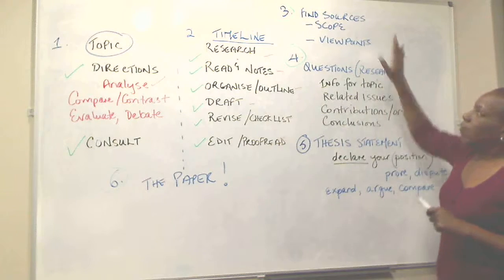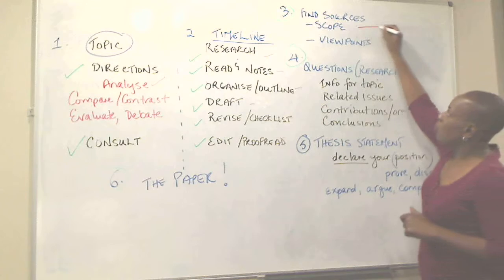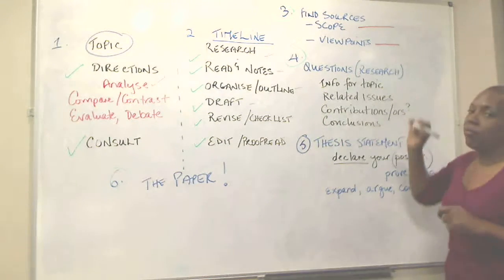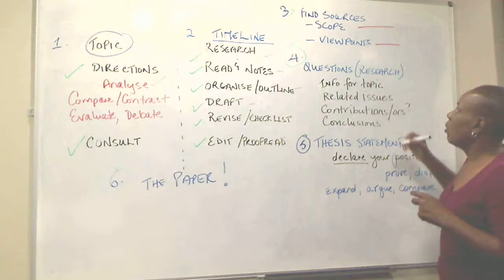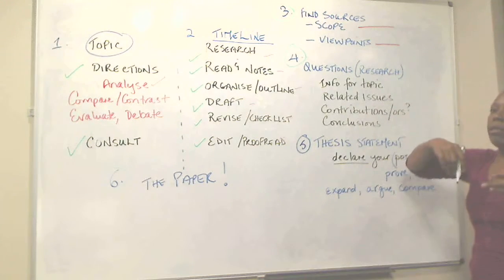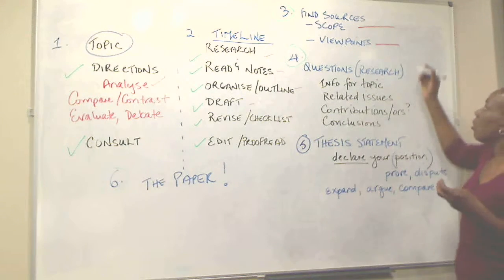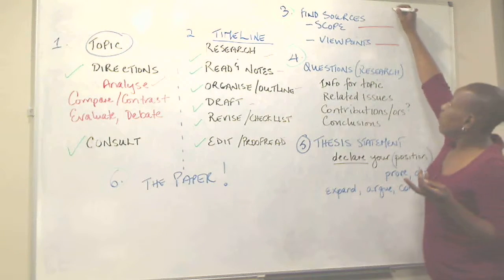After creating that timeline, and of course, as best as possible, stick to that timeline. You then go and find your sources. Now, sources, as you see, has scope and it provides various viewpoints. So the scope of your sources will be determined by the type of sources, or they in fact go hand in hand. So your sources, of course, will be text.